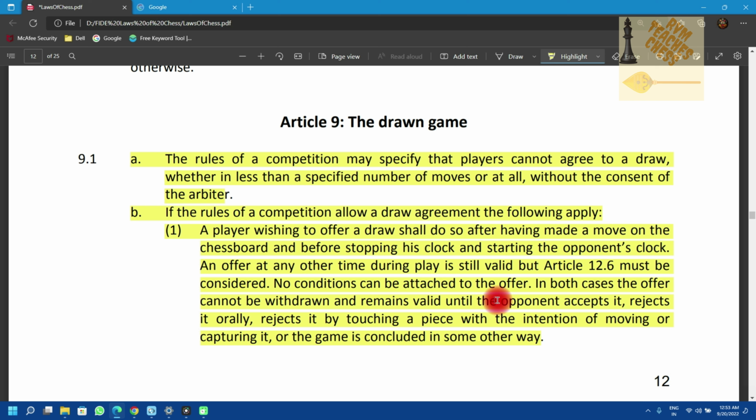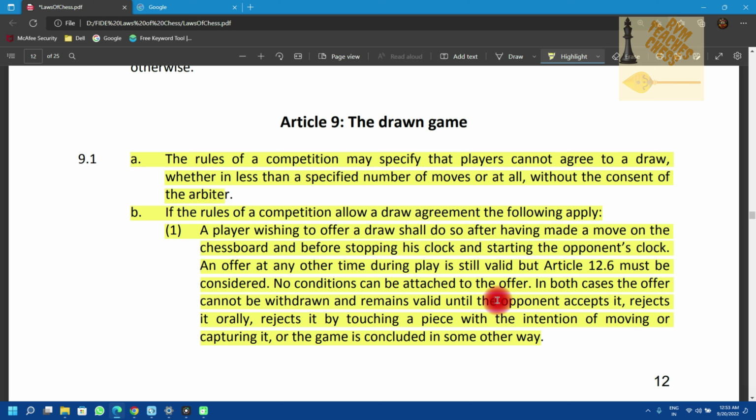Either he can reject it orally by saying, no, I would like to continue the game, so I decline your draw offer, or he can decline it quietly by making his next move over the board, which means that he has declined your draw offer. And also the draw offer stands only for one move. It is on the very next turn that your opponent has to agree or decline your draw offer.